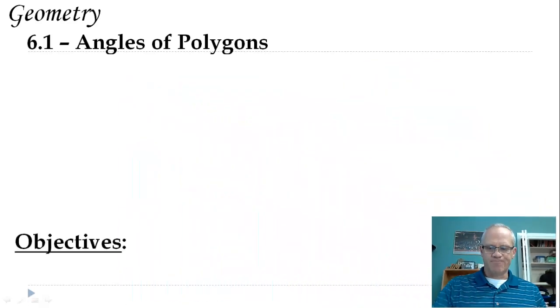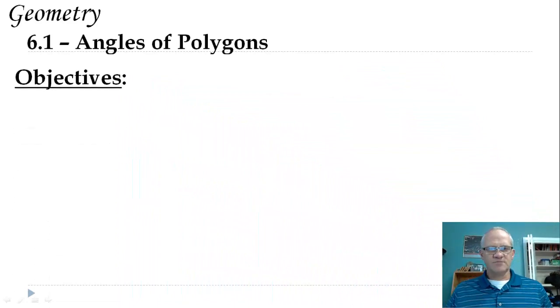Today, we're in chapter 6. Today begins the first section, 6.1. We're going to talk about angles of polygons. So in a polygon, there's both interior angles and exterior angles, and we're going to talk about those today.